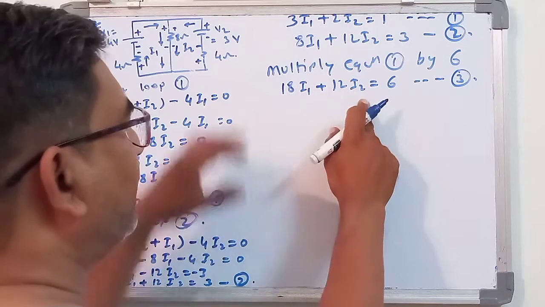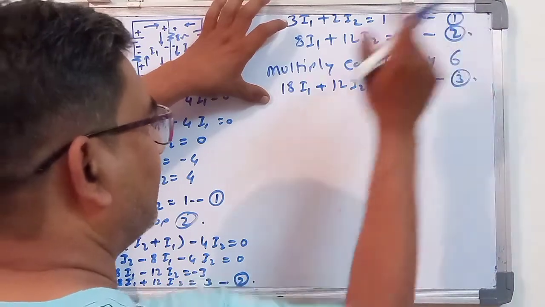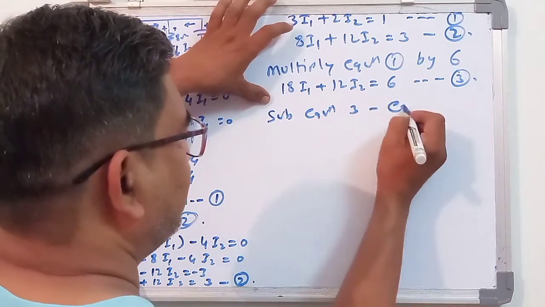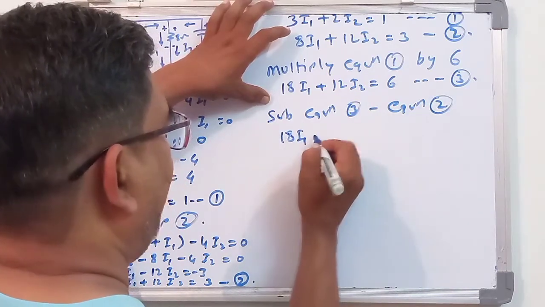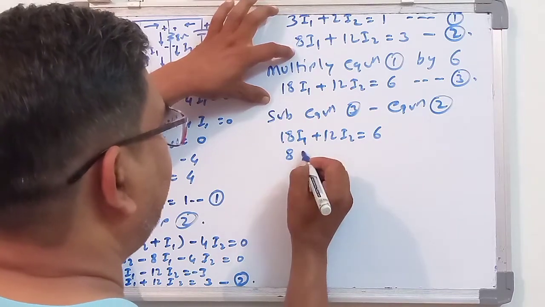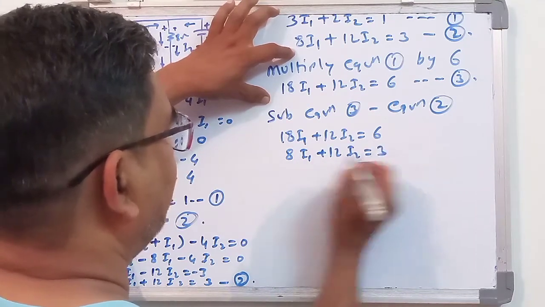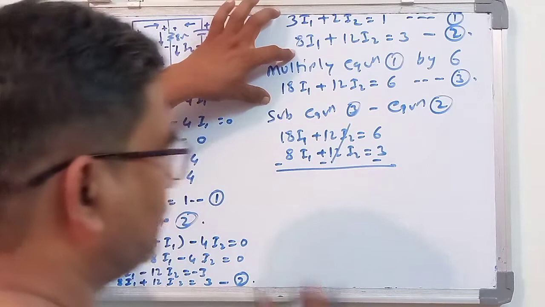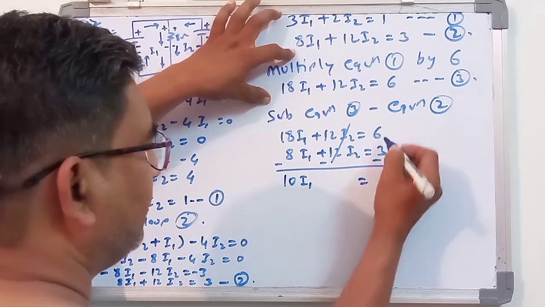Now it is very simple to understand that you have to subtract equation 2 from equation 3. So just write down: subtract equation 3 minus equation 2. You will get 18 I1 plus 12 I2 is equal to 6, and this one 8 I1 plus 12 I2 is equal to 3. Minus, minus and minus. Here the I2 value will get cancelled. So only the I1 value: 18 minus 8 is 10 I1, is equal to 6 minus 3, which is 3.